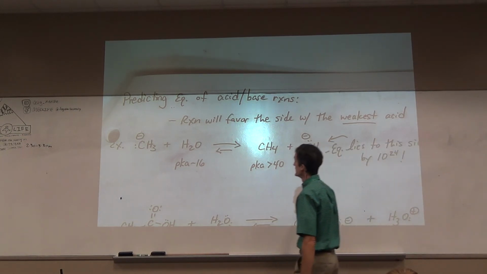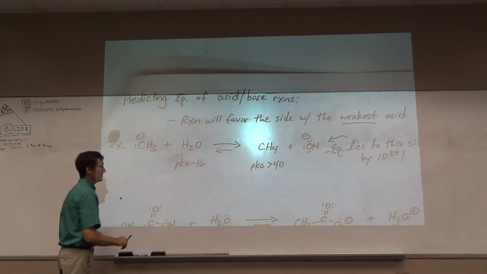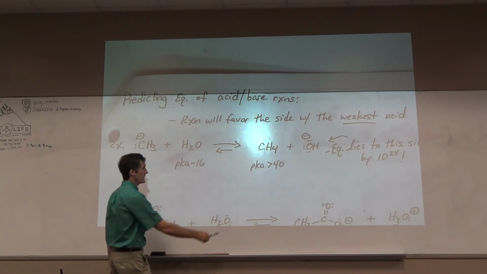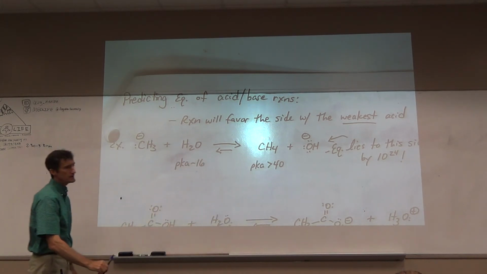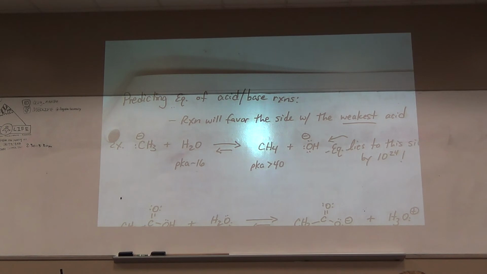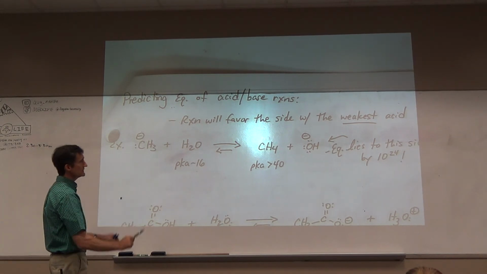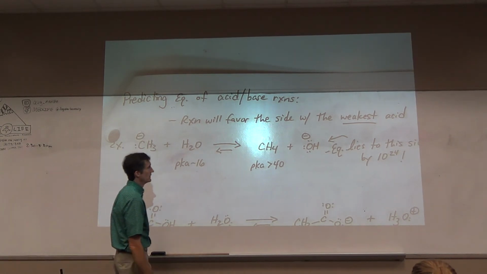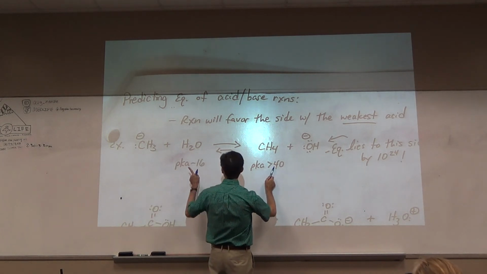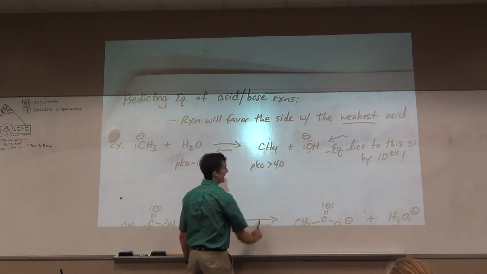pKa's. Water is 16, you should know that, just like alcohols. Hydrocarbon, greater than 40, you should know that. Some of these are on the earlier table that we looked at. Which side has the weakest acid? Over here, 40 is weaker than 16. This side's favored. By how much?